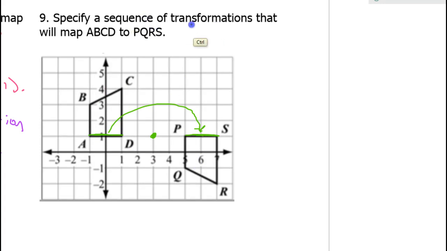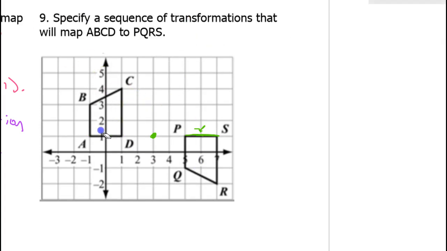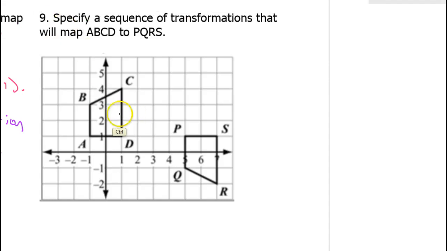But they said a sequence of transformations. So that makes me think that I'm supposed to do at least 2 transformations. So I'm going to do it the long way just because it seems like they want me to. So instead, how about if I do a translation? You know, if I do a slide, a translation, followed by a reflection. Let's try that. What if I just slid this image over to here?